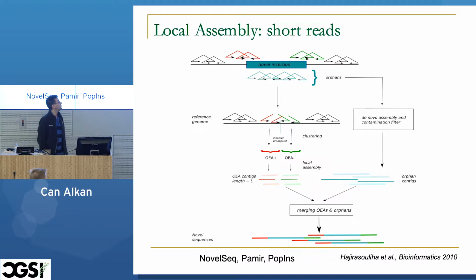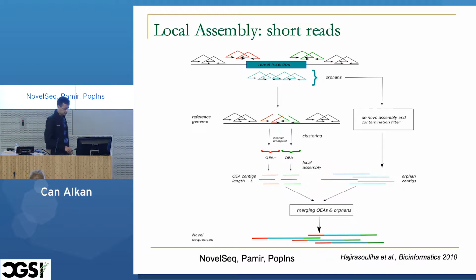So basically, when you have this blue box as the novel insertion, which is longer than the paired-end distribution, you are going to have on the left and right side of this insertion what we call one-end anchored reads. The ends that are coming from outside the insertion are going to map to the reference genome, but the ones that are inside are not going to map. And the ones that are entirely inside the insertion are not going to map at all. So we take those, we do a local assembly, and then we may merge the information coming from the one-end anchoreds and the information coming from the orphan reads together.